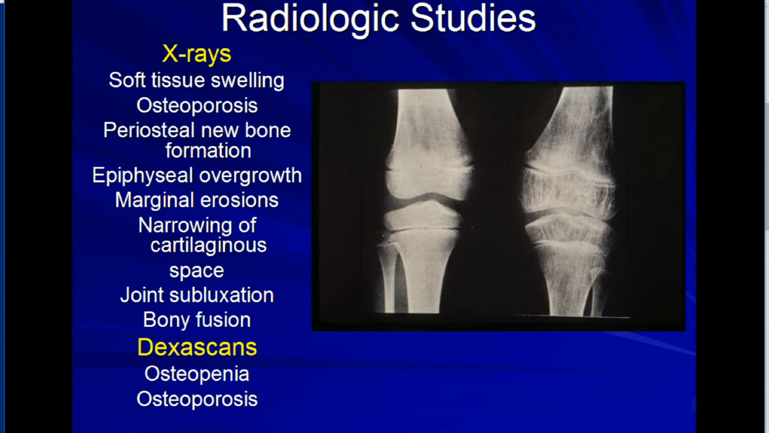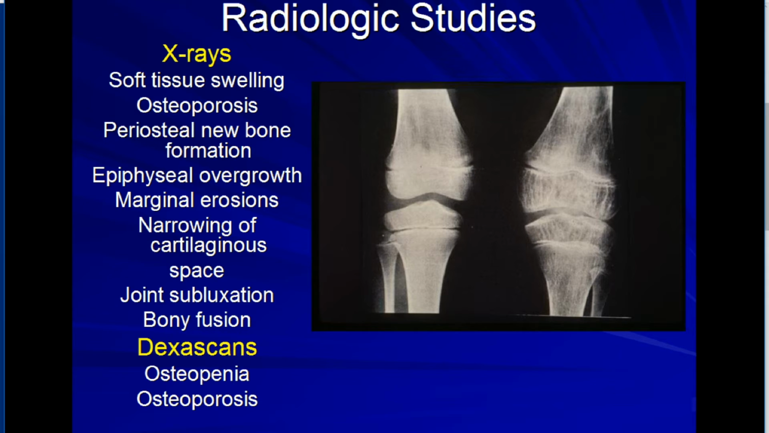So on X-rays, what you may see is soft tissue swelling. You may see osteoporosis. You can see a difference between those two knees, right? So the knee on the left has decreased bone mineral density. It actually has an increase in size over the knee on the right. It has a narrow joint space. And so those are all things that come as a result of chronic arthritis. So the increased blood flow actually causes increased growth in that limb.